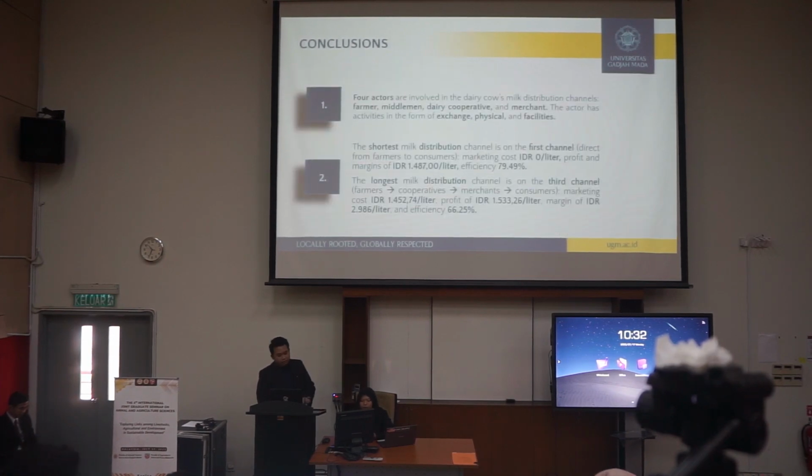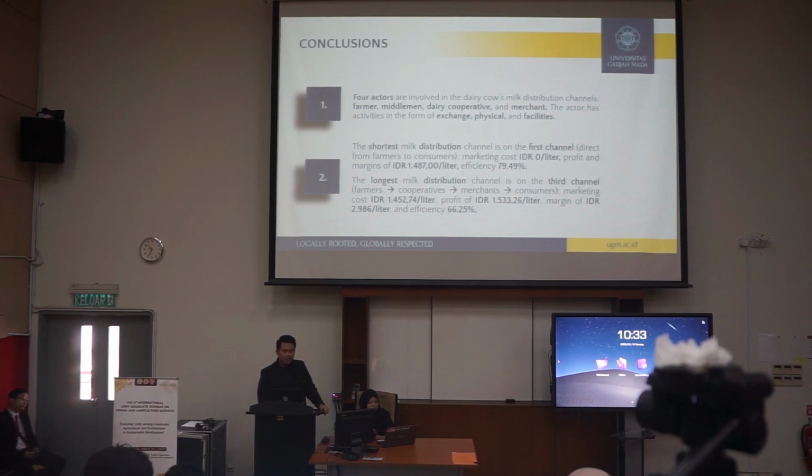So the conclusion of this research: first, there are 4 actors involved in the distribution channel, namely farmer, middleman, dairy cooperative, and merchant. And the actors have activities in the form of exchange, physical, and facilities. And conclusion number 2, the shortest milk distribution channel is the first channel, which has a marketing cost of 0 Indonesian rupiah per liter.